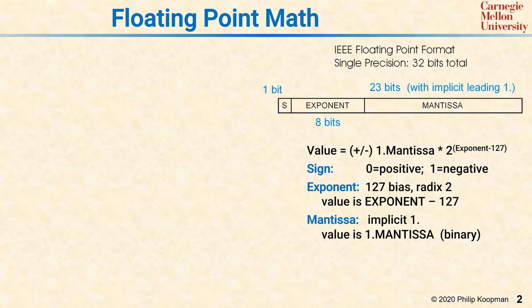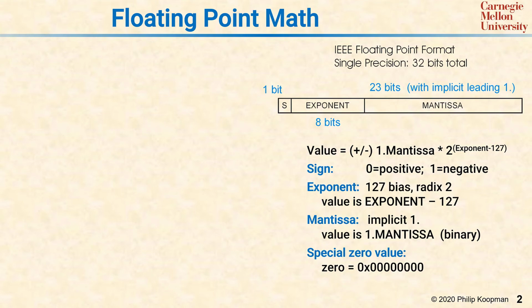The mantissa has an implicit leading 1, so the value is always 1 dot mantissa value. The reason for this is that under normal circumstances, the floating point value is normalized so that the exponent is adjusted so that there's a 1 dot something, and there's no point spending a bit on a 1 that's always there. There are other special values we'll get to in a moment, but the first special value is that 0 is represented by all 0 bits.